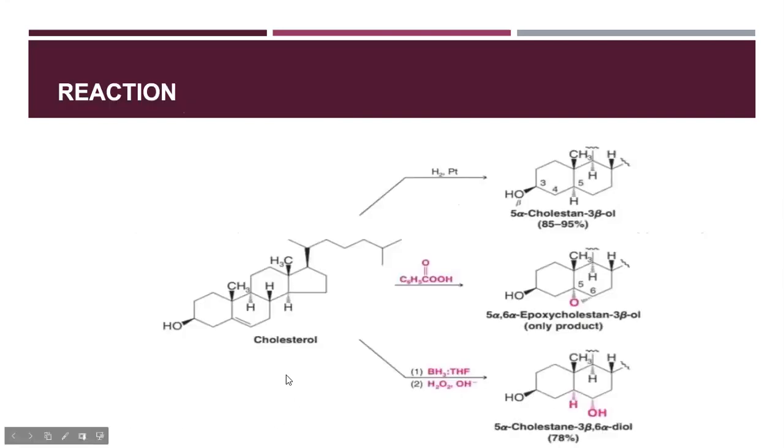This is a reaction where cholesterol reacts with H2, and it will form 5-alpha cholestan-3-beta-ol. When it reacts with a peracid, it will form 5-alpha,6-alpha epoxycholesterol, and when it reacts with BH3 and THF, it will form 5-alpha cholesterol.